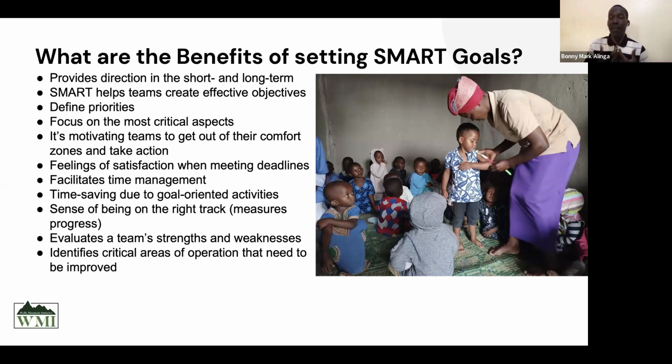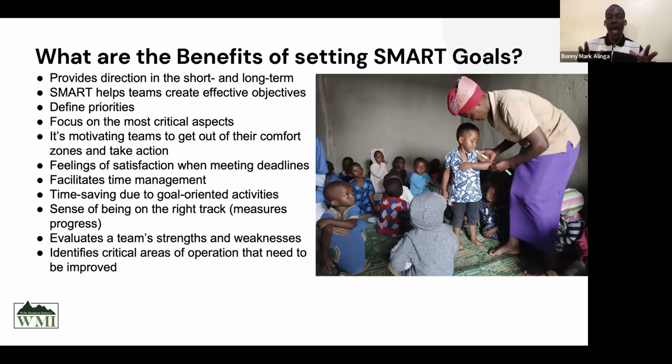It facilitates time management, because when you have a SMART goal and you have a time bound, then you keep the focus. You want to accomplish this within a period of time and you remain at that. SMART goals also help you and I, or the organization, the companies, the businesses, to save time due to goal-oriented activities that are brought forth in that.